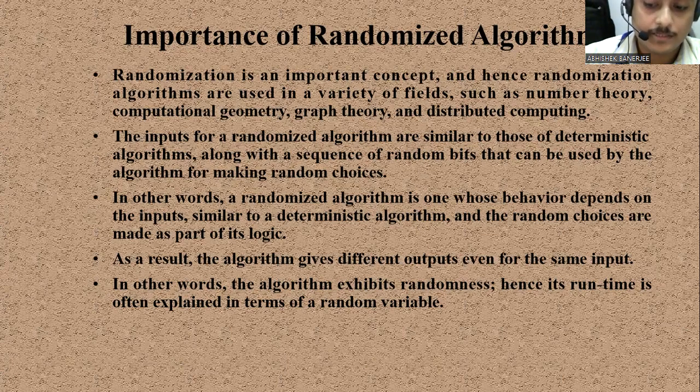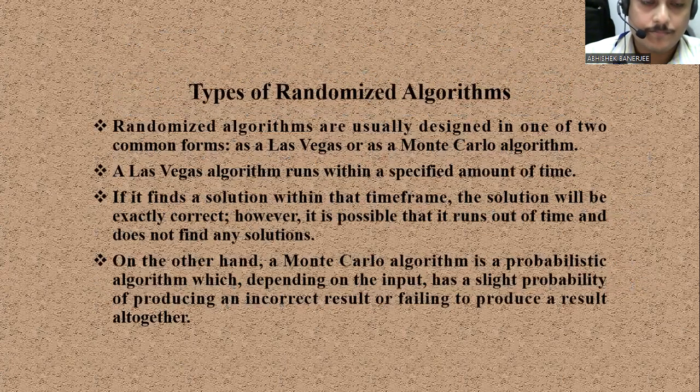There are two approaches. One is Monte Carlo, another is Las Vegas. Randomized algorithms are usually designed in one of two common forms as Las Vegas and Monte Carlo algorithm. A Las Vegas algorithm runs within a specified amount of time. If it finds a solution within that time frame, the solution will be exactly correct. However, it is possible that it runs out of time and does not find any solution.